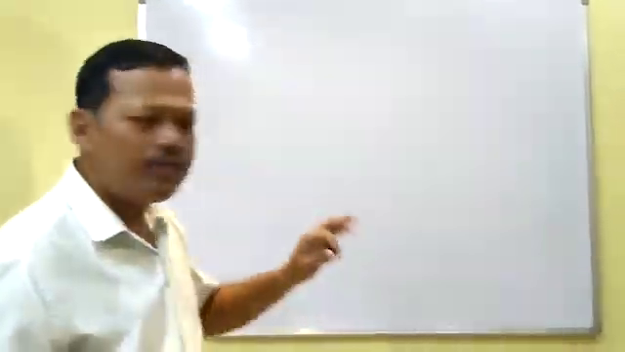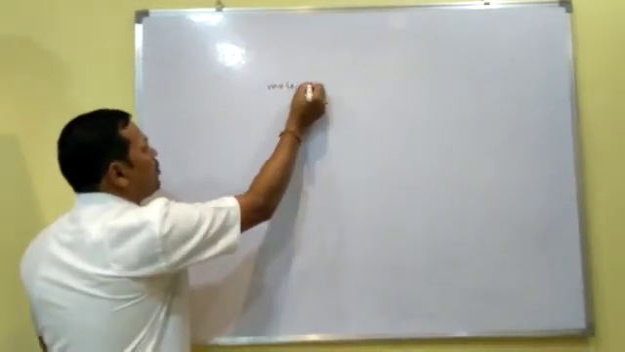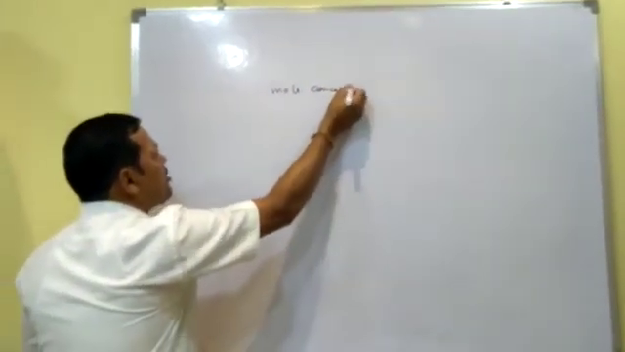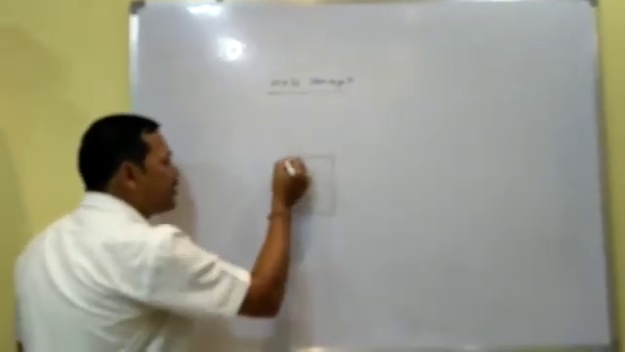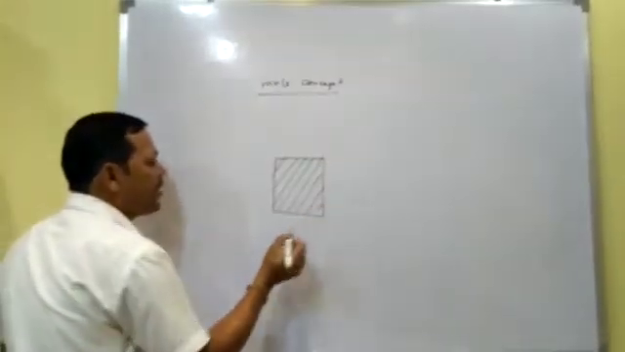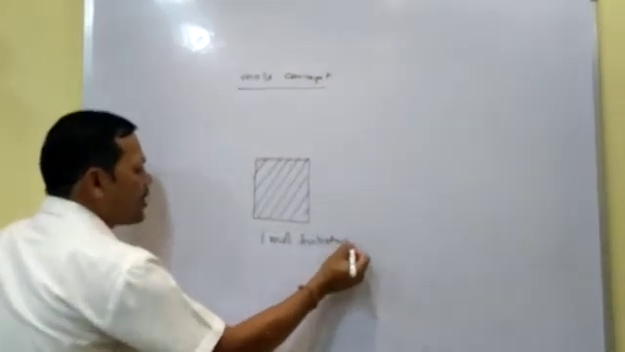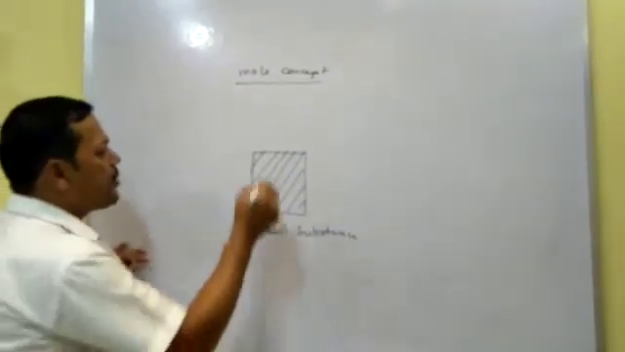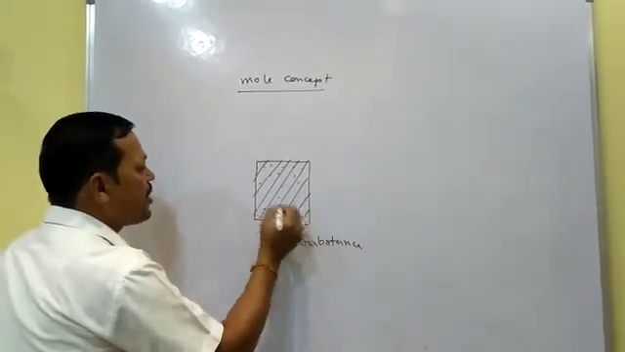Now let's see on the board, what is mole? Mole concept. What is mole? Suppose this is a substance, and the substance is exactly 1 mole. Suppose this is 1 mole substance. As you know, every substance is made up of some particles. These are the particles present inside the substance.